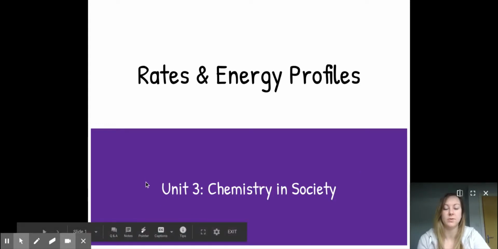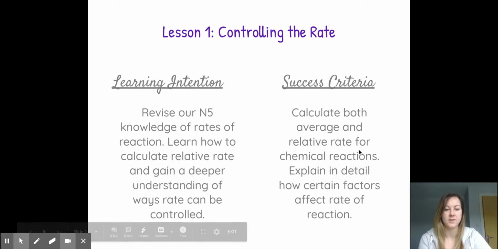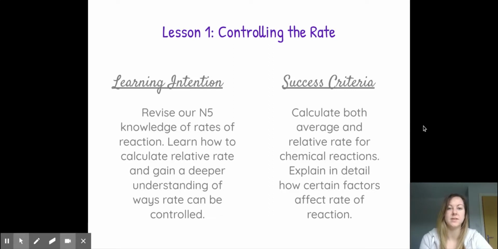This is another subtopic in Unit 3, which is chemistry and society. This is going to be split into two parts, and lesson one is called Controlling the Rate. This will be a bit of Nat 5 knowledge that we're going to revise on rates of reaction. We're going to learn how to calculate a new thing called relative rate and gain a wee bit of a deeper understanding of the ways that rate can be controlled.